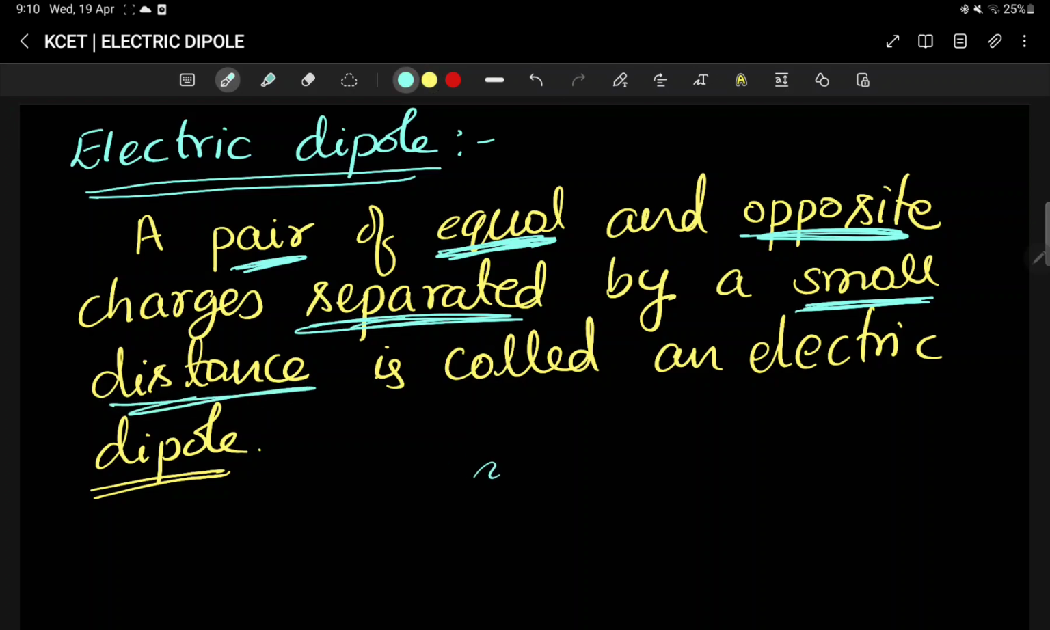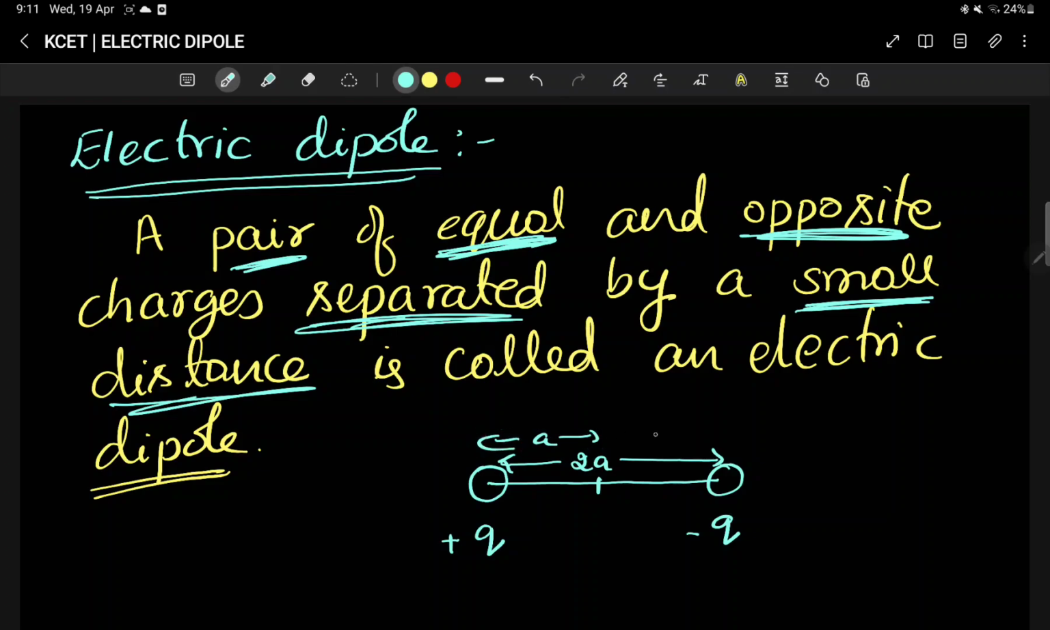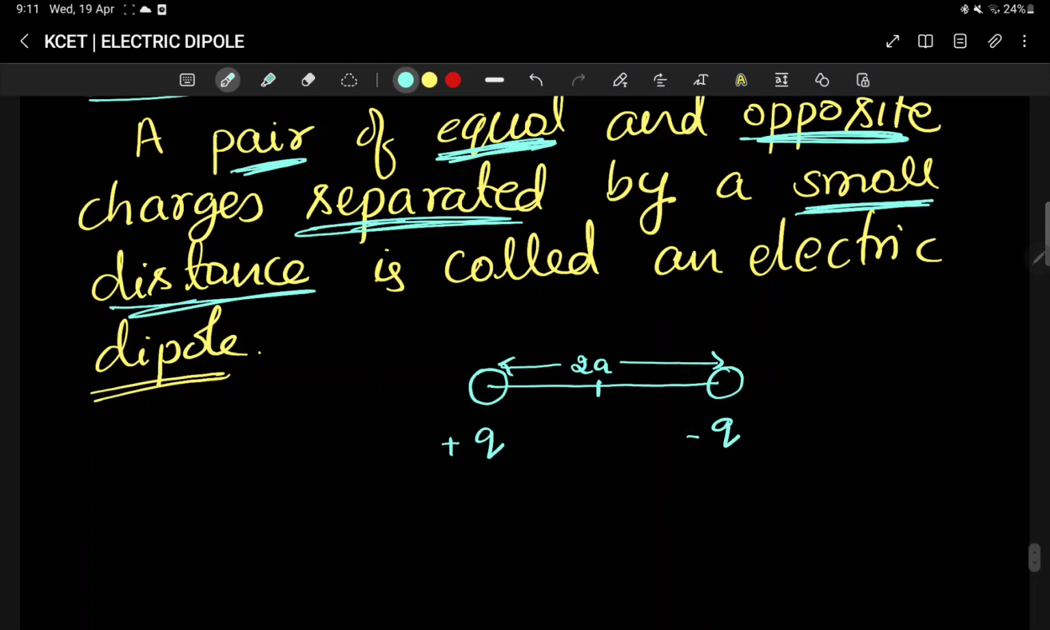Let me draw an example diagram for this. See, two equal charges means what? Q and Q. Opposite means opposite in sign. So let us consider this is plus, this is minus, separated by small distance from their centers, that is 2a, or 2l. So why 2a? We consider the distance from the center. From center, this distance is a and this distance is a. A plus a is 2a. Clear? Now, this is called electric dipole.